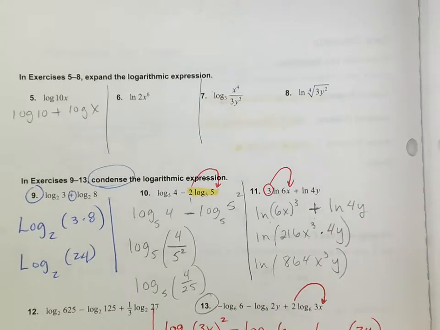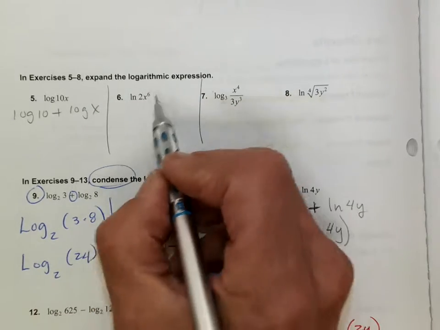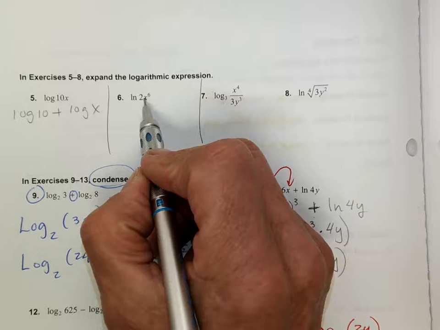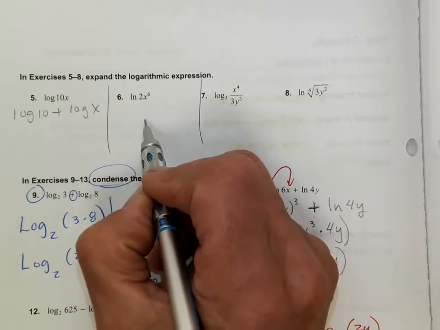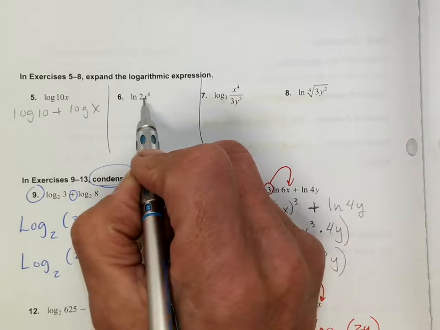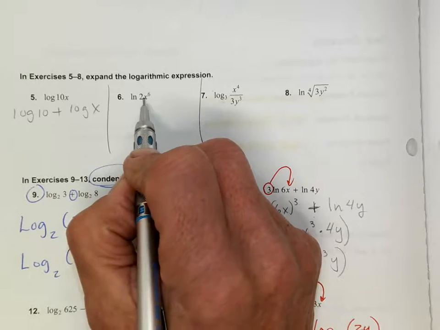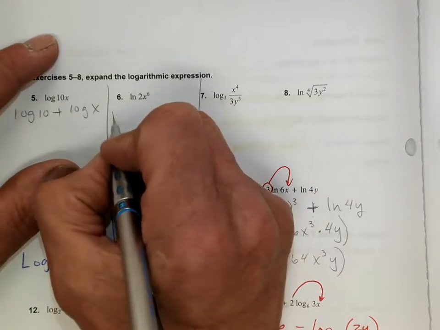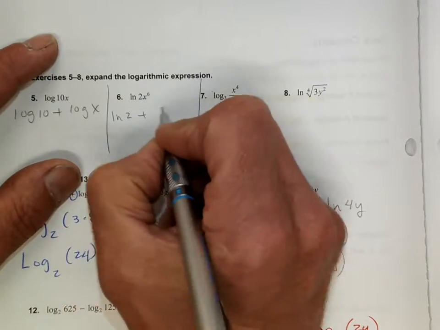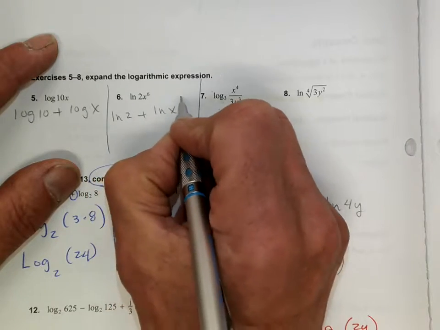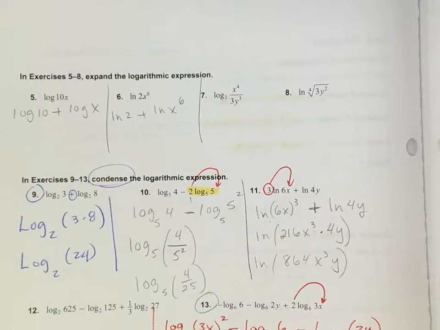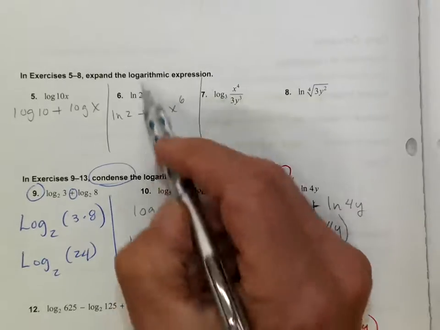How about 6? There's a times sign there, right? Invisible times sign? There really is an invisible times sign there. You guys see it? No, you don't, because it's invisible, but you know it's there, right? So how about ln of 2 plus ln of x to the 6th? Because of my little invisible times sign, I got a plus.